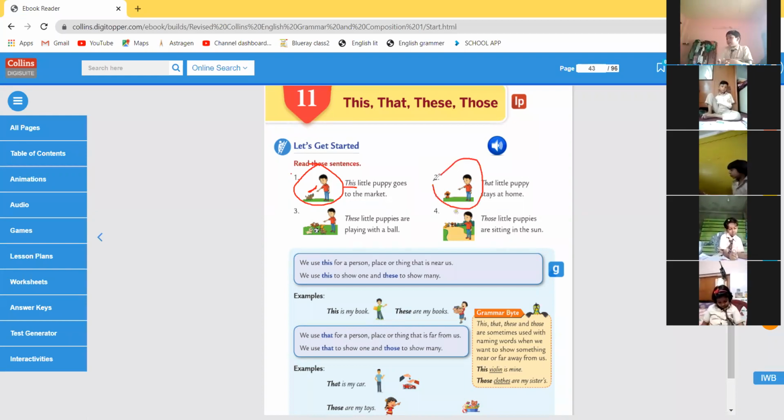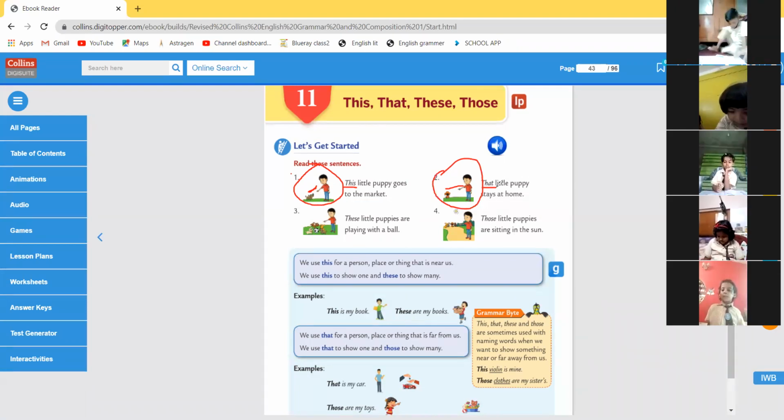Now look at this picture. In this picture, this puppy is far from the boy. So in this case, you have to use THAT, that. So THIS, this, and THAT, that. We will use them for a thing or person that will be near to us, and it should be one in number, not more than one.